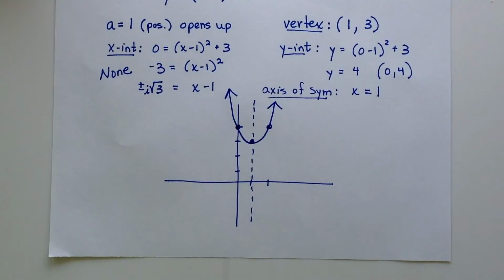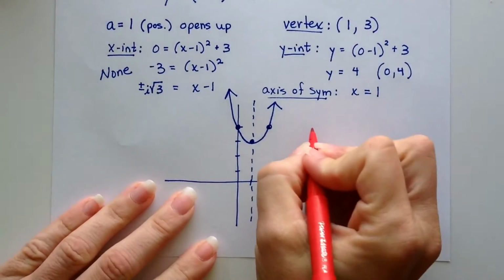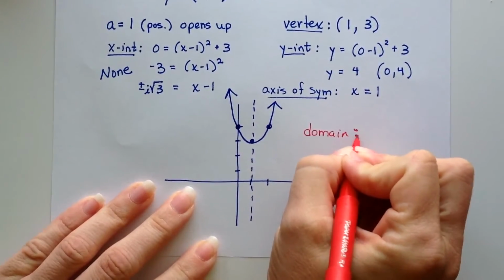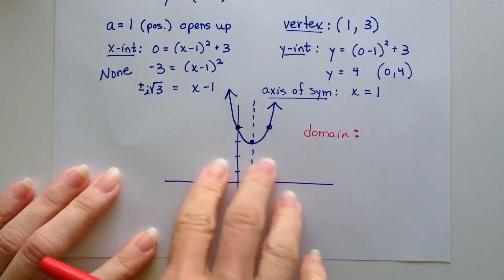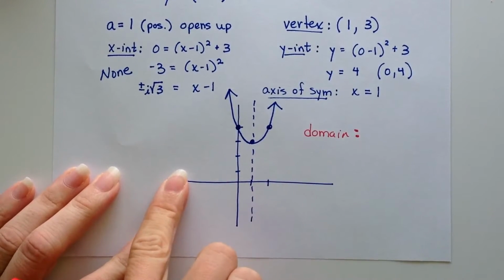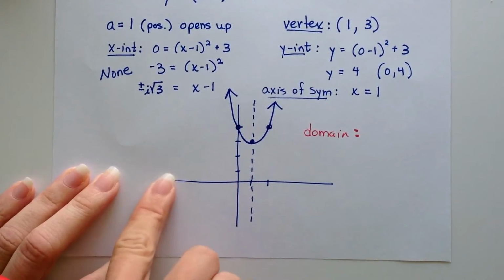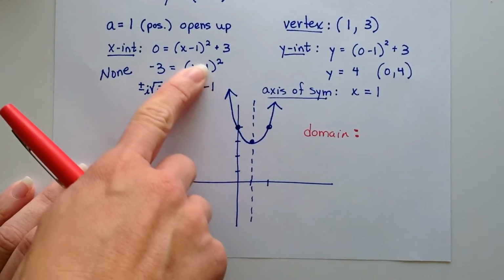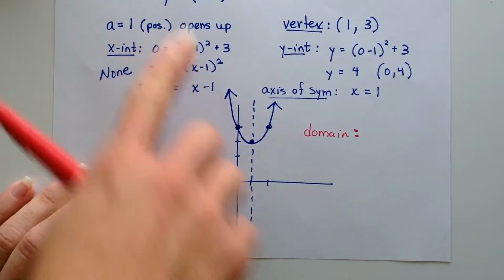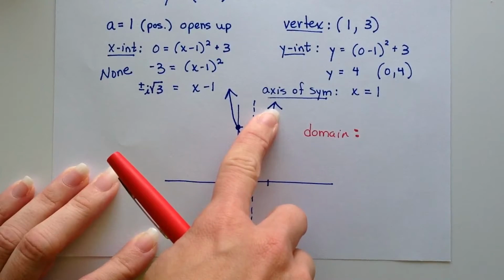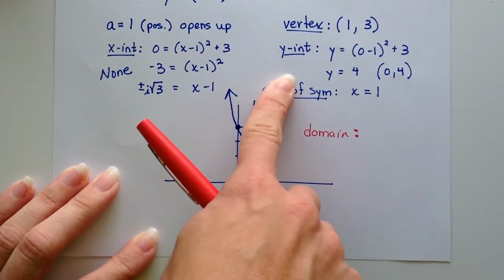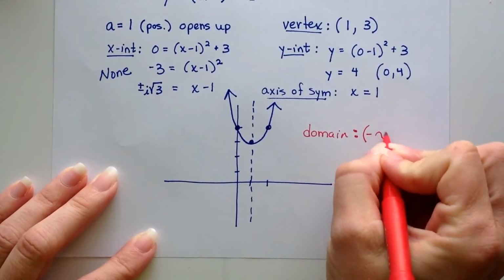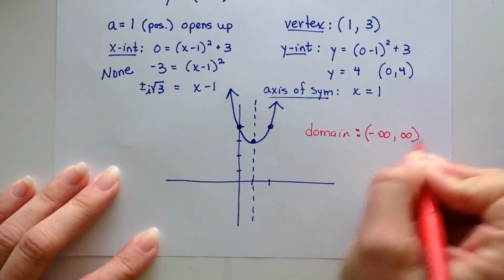So if you remember, domain is your x values. So if you look at this graph in reference to your x-axis, just like before, I'd ask you, does it go to the left forever? Yes. As this side goes up, it gradually is widening to the left. Does it go to the right forever? Yes. As this side goes up, it gradually widens to the right. So your domain is negative infinity to positive infinity.